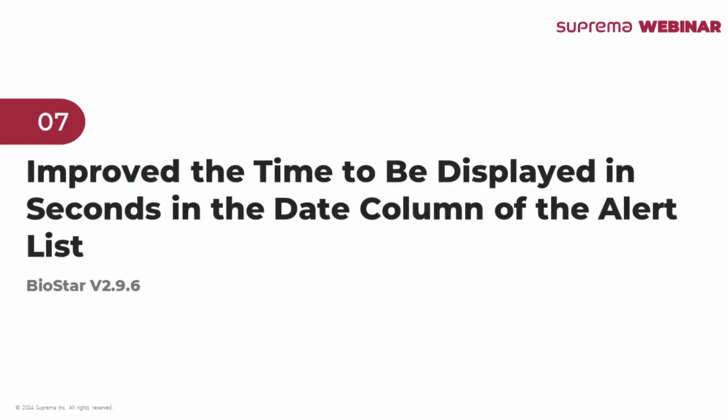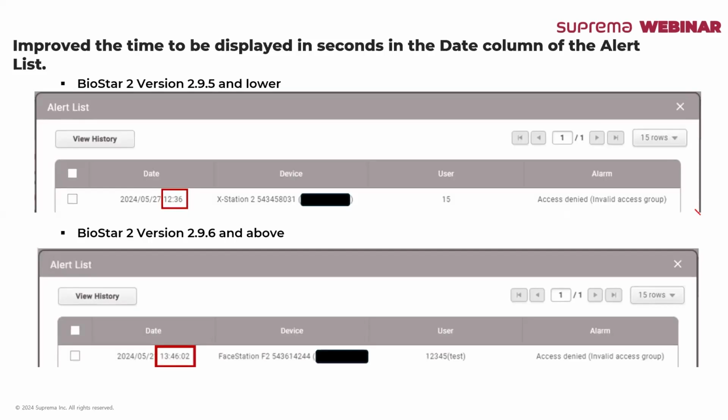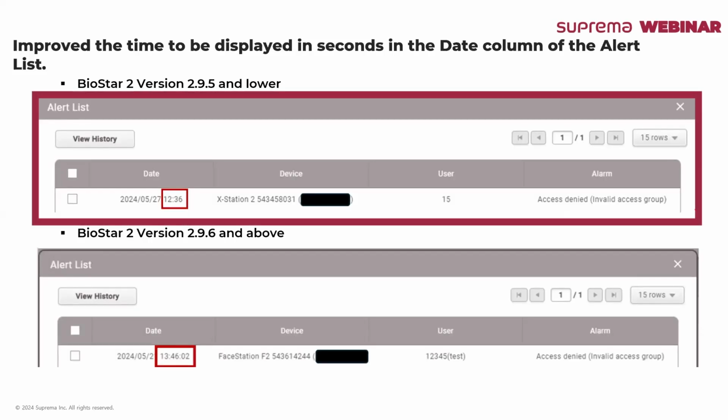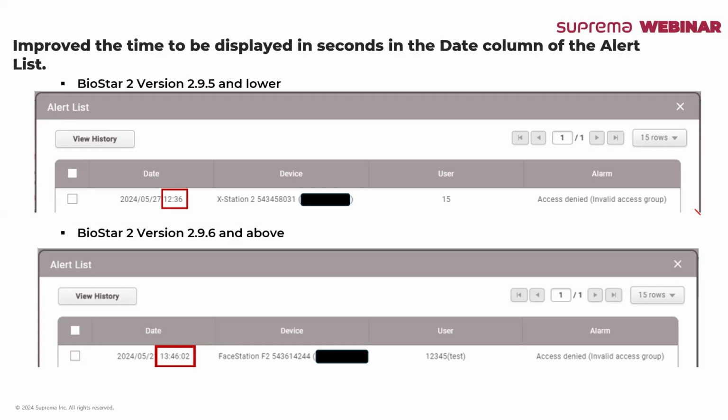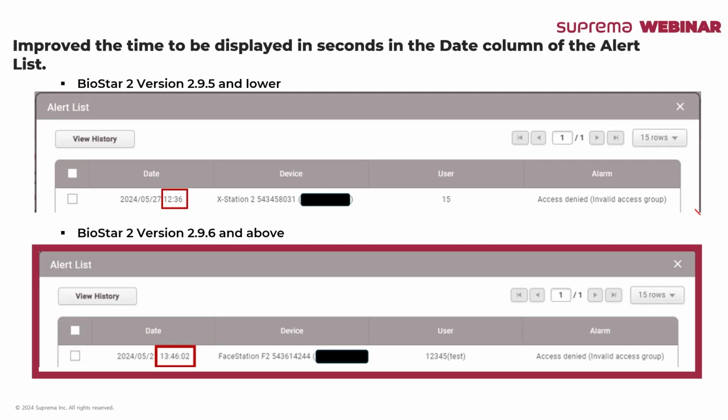Improve the time to be displayed in seconds in the date column of the alert list. Now, in BioStar 2 version 2.9.5 and lower, as you see in the date part, you can see the year, the month, the date, and the time in hours and minutes. While, as you see in the image below, for BioStar 2 version 2.9.6 and above, you can check year, month, date, hour, minute, and seconds for you to follow up more clearly.